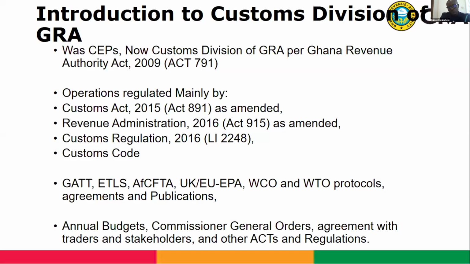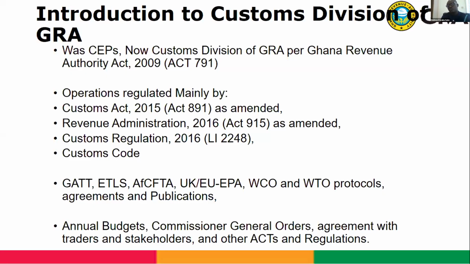Our processes and procedures are also regulated by provisions of the General Agreement on Tariff and Trade, ECOWAS Trade Liberalization Scheme, the UK-EU Economic Partnership Agreements, WTO protocols and agreements and publications, Commissioner General orders and agreements with stakeholders and traders, and other regulations and acts of parliament. So that is Ghana Customs, and those are the laws that regulate what we do.